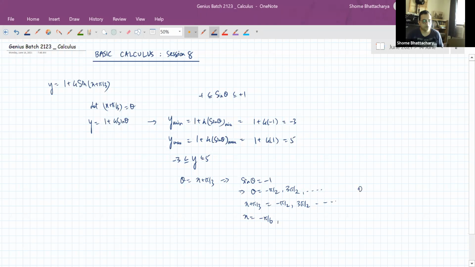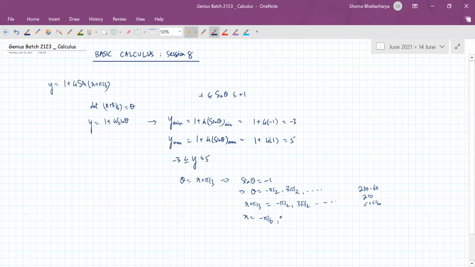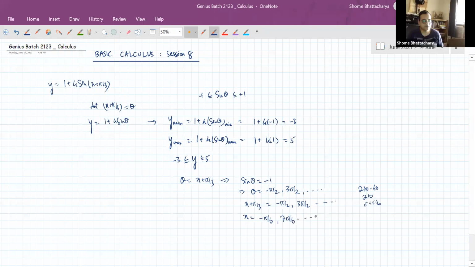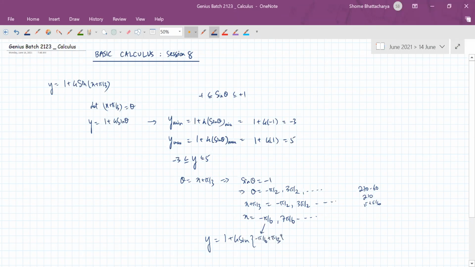or 3 pi by 2 minus pi by 3, that is basically 270 minus 60, so that is 210, or 7 pi by 6. So these kinds of values. Let's see what is happening to y when x is one of these values. So y will become 1 plus 4 sine, for example, if I take this value, minus pi by 6 plus pi by 3.